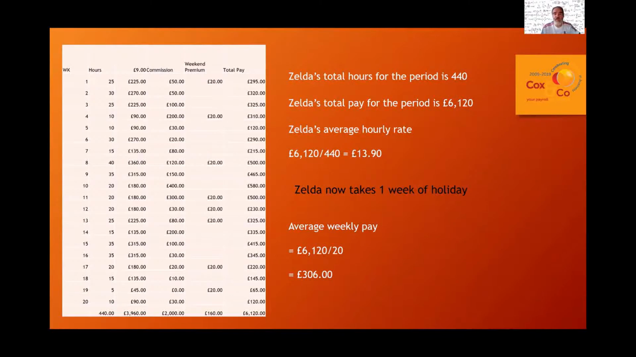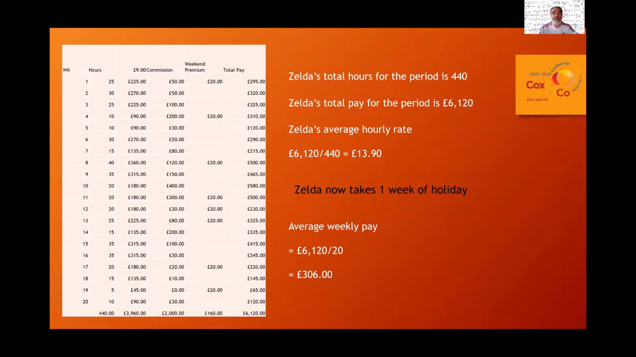So scenario 1, Zelda's total hours for the period is 440. Zelda's total pay for the period is 6120, and for reference purposes, Zelda's average hourly rate is £13.90. She's going to take a week off. Now, the week off, we're basing it on an average weekly pay. What's her average weekly pay for that time frame? And again, we're making the assumption that she's been with us those 20 weeks. We could equally well have done it over 52 weeks, but we foreshortened it just to fit it on the page and make the calculations a bit simpler. You could check the workings if you wanted to, export it to a spreadsheet, make sure it all adds up. I'm sure it does.